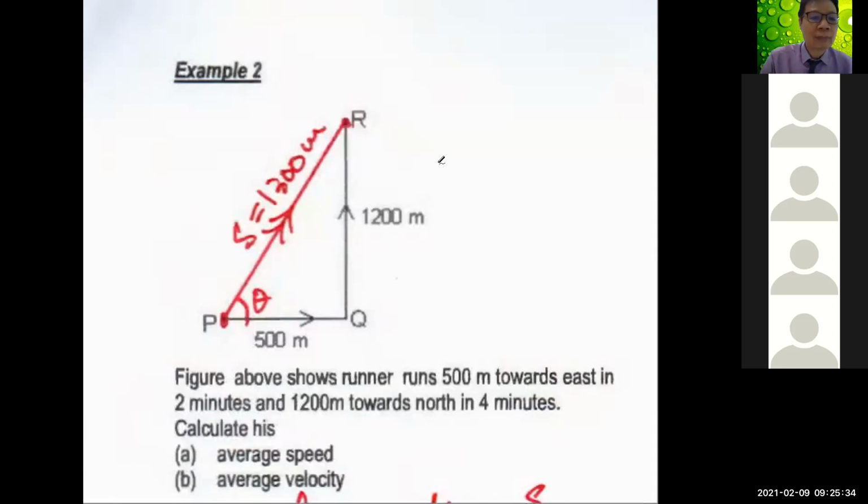Answer the question. Move 5 meters towards east in 2 minutes and 1,200 meters towards the north. That one is 1,300 m or cm? M. You see the diagram, all in meters were given. I cannot see properly. I mean the M right there has a curve, it makes it look like cm. Sorry, this is meter. My M is like that.